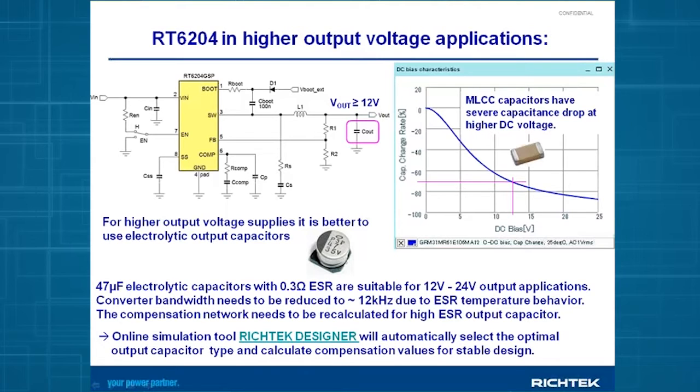The compensation network definitely needs to be calculated to fit the output capacitor type. You can use the application note to see how this is done, but you can also use the Richtek Designer automatic design tool, which will automatically select for you the most ideal output capacitor for the chosen output voltage, and then it will automatically calculate for you all the compensation values for a stable design.